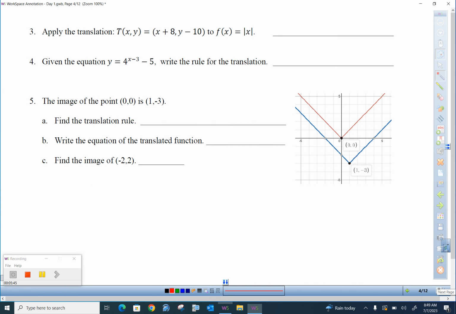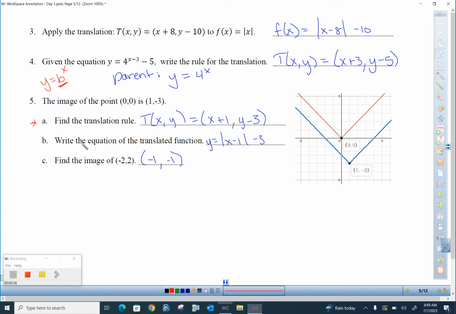Okay. 3 and 4, as long as you remembered it switches on the inside and stays the same on the outside, no problems there. I do want to talk about number 4 just a little bit more in detail here. So these are some notes that I want you to add. When we talk about the parent function of an exponential, there is always a number included for the base. So our parent is y equals base raised to the power of x, but this is a number that we fill in.